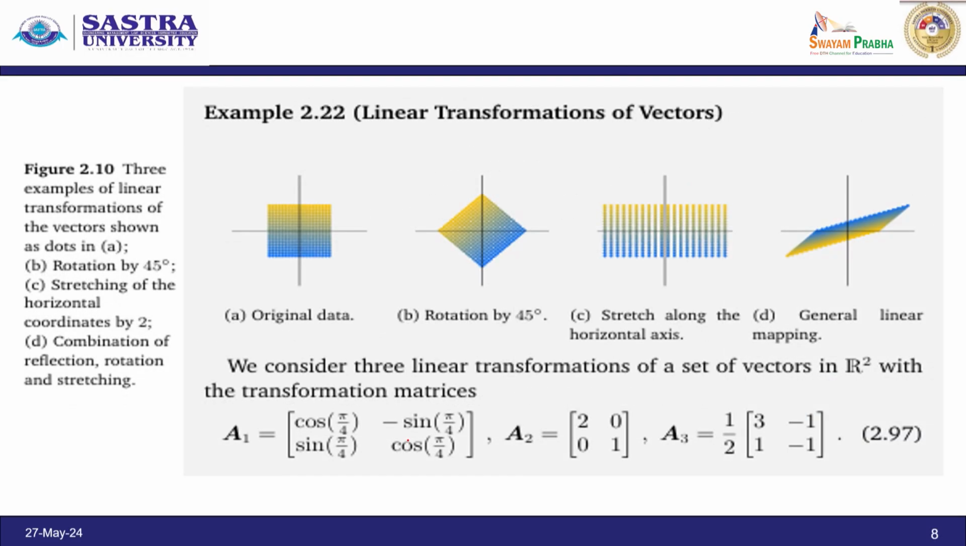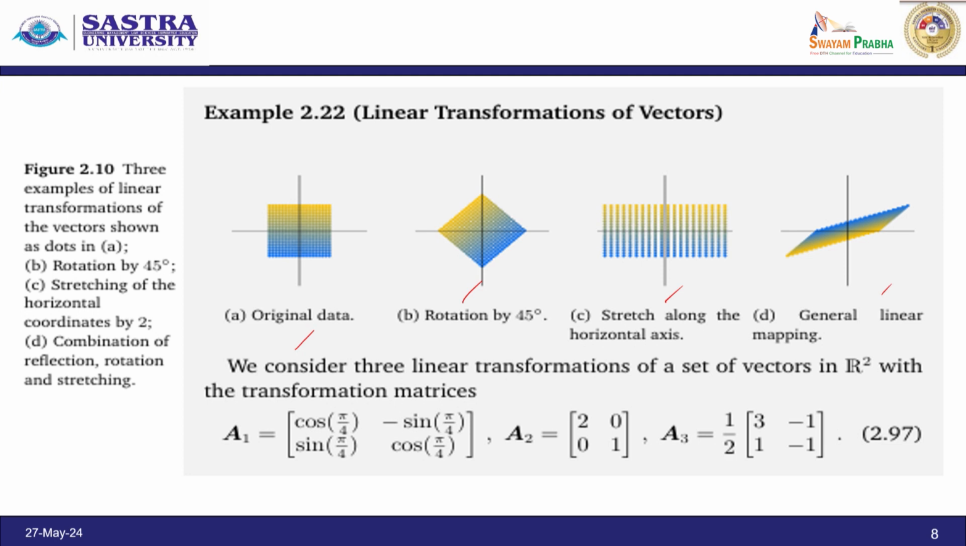Now, we have an example of a linear transformation of vectors, three examples of linear transformation of the vectors shown in the dots. In A, the original data, we then rotate by 45 degrees, and then we stretch along the horizontal axis, and then a general linear mapping will come like this. Now, these are the representations of the corresponding matrices, and we consider the three linear transformations of the set of vectors in R squared with the transformation matrices.